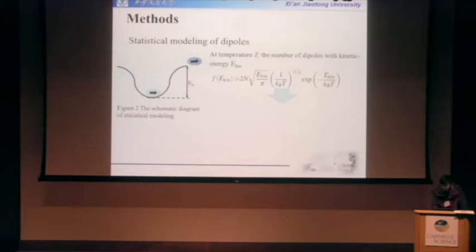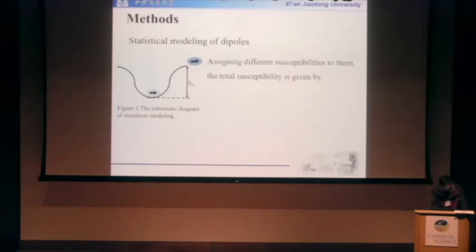Depending on the conservation of dipoles, we know the dipoles in the potential well could be obtained as n minus n1. So the second step is to treat the two sets of dipoles separately and assign different susceptibilities to them. The Langevin function is the centerpiece of our work, and P1 and P2 are normalized.